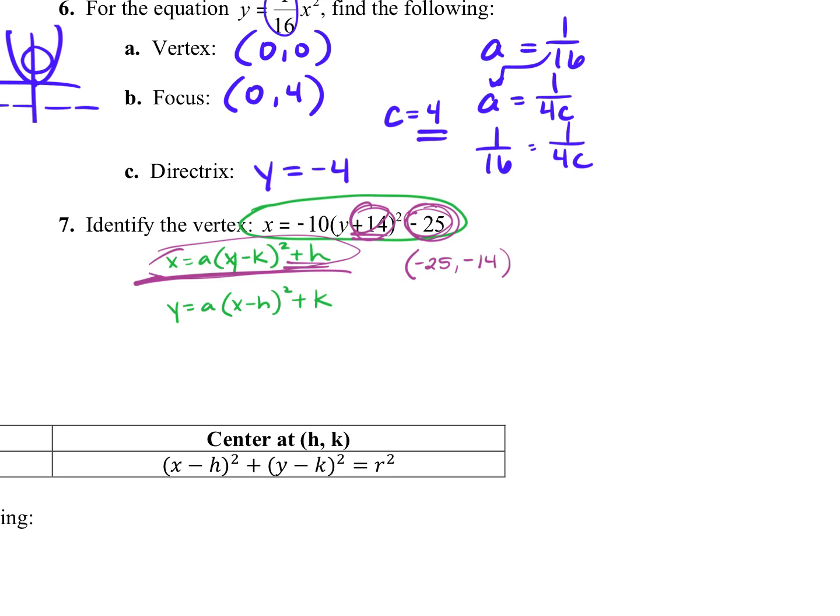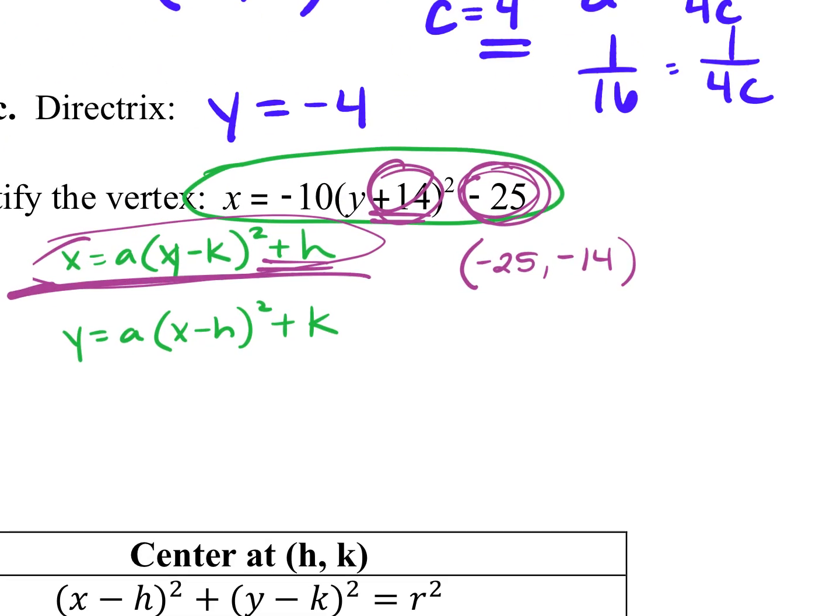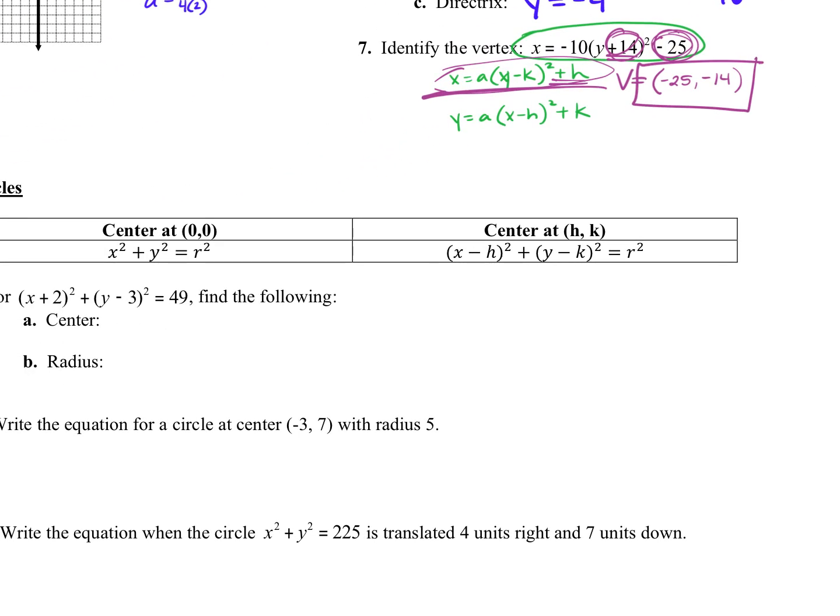Questions on that? Wait, what's the answer? The vertex, this. So negative 10's irrelevant. Irrelevant, for the vertex, sure. Okay, then the rest of it is circle stuff, and this is what we did today.